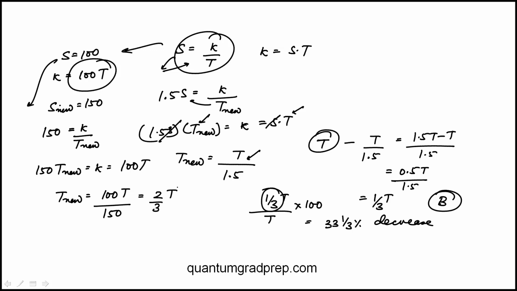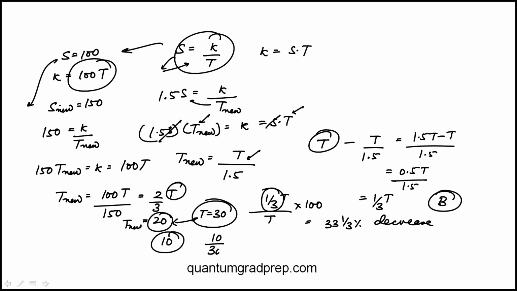You can pick a value for t as well. I mean, t could be 100. Or if you want to make it a whole number, you could say initial value was 30. So t new is 20. It decreased by 10, which as a percent change of the original would be 10 over 30, which is 1/3, or 33 and a 1/3% as we obtained here. So you could go about that way too. The answer is B.